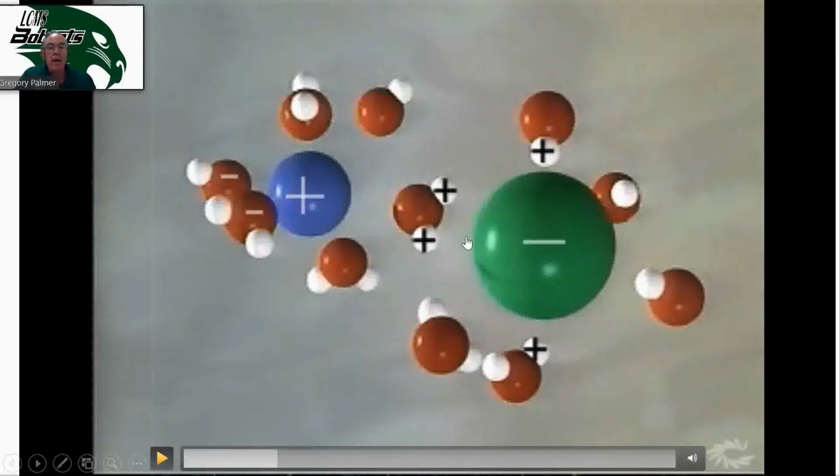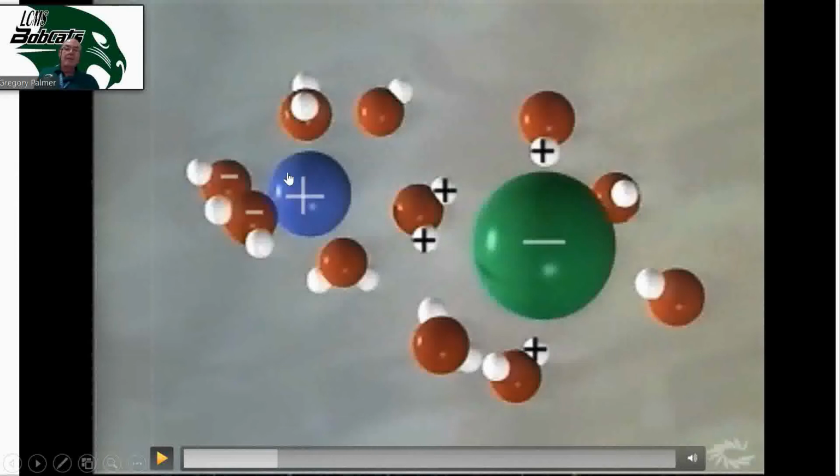Okay, so I paused this here and I added these positives and negatives. So the chlorine is a negative ion. Remember, we had a charge of -1. And the positive end of the water is the white hydrogen ends. And you can see how they're being attracted to this negative ion. And over here, this positive sodium is being surrounded by the negative ends of the water.